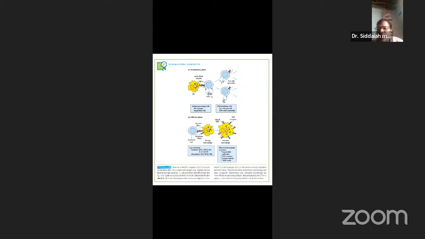And the proliferated Th cells attract n number of macrophages, and these macrophages go and engulf the intracellular pathogen, the cells having pathogen. This engulfment and phagocytosis severely damages the tissue, and this damage is called hypersensitive reaction 4. Okay, some of the parasites and pathogens have the capacity to induce hypersensitive reaction 4.